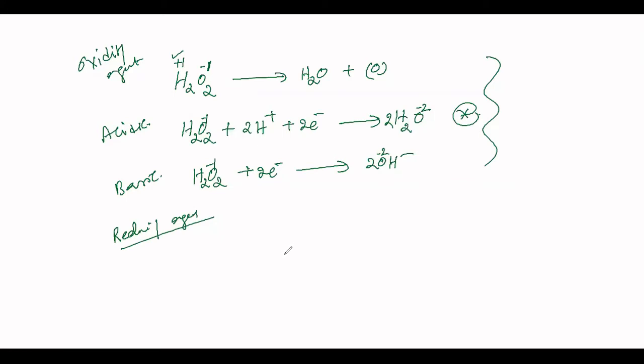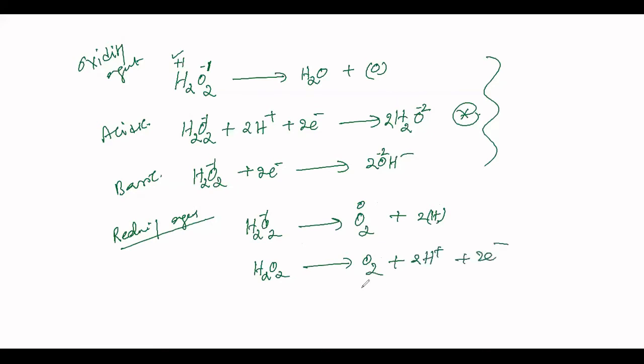In both mediums it acts. If you write the molecular equation for that, you can write H2O2 giving oxygen plus nascent hydrogen. So oxygen goes from -1 oxidation state to 0. It is getting oxidized, therefore it is acting as a reducing agent. Otherwise, H2O2 basically gives O2 plus 2H+ plus 2 electrons. So it is giving out electrons, which means whenever it acts as a reducing agent, oxygen is liberated. That is how you can identify that.